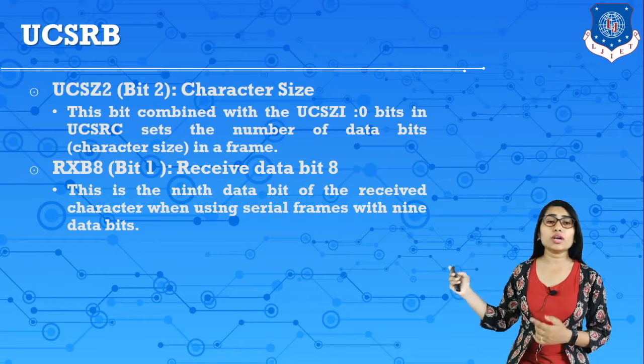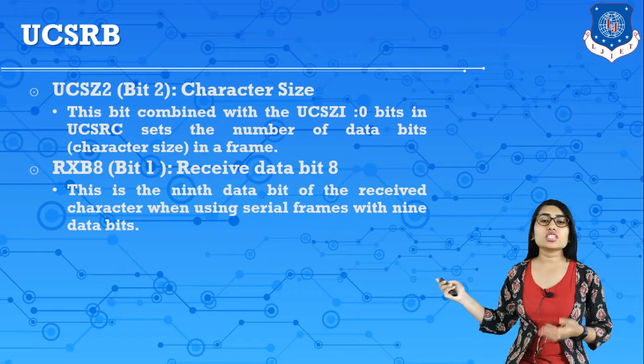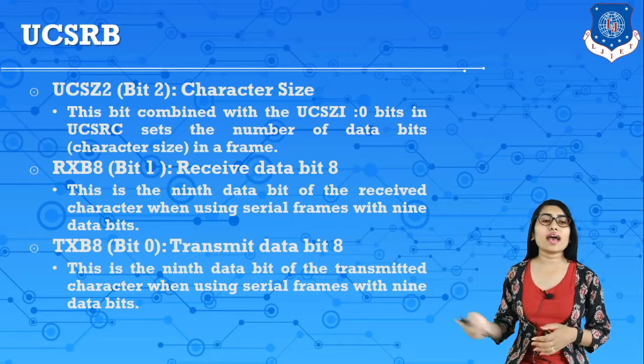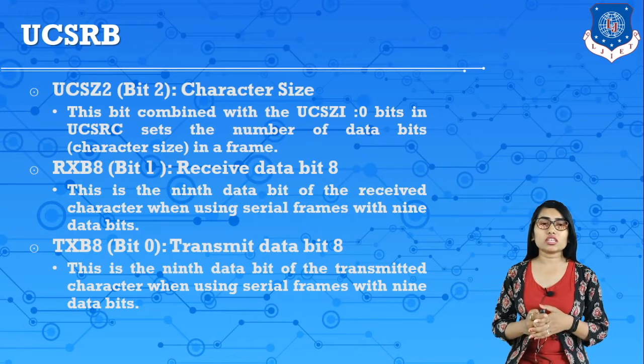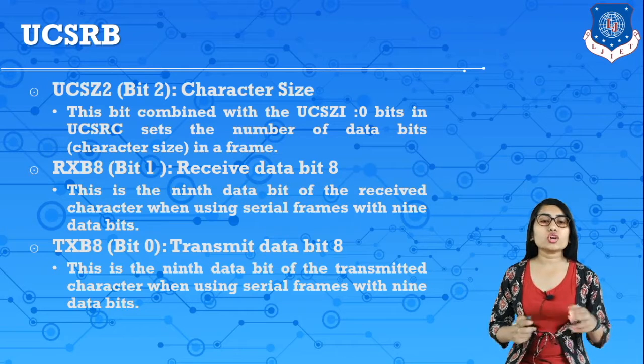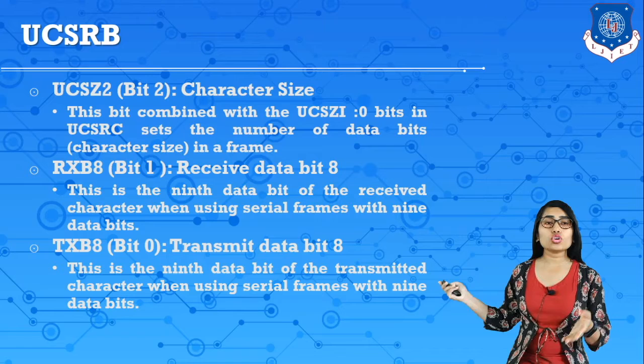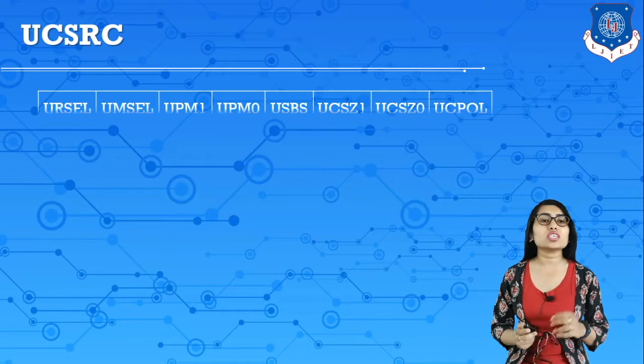Next is RXB8, that is receive data bit 8. So this is the 9th data bit of a received character when using serial frames with 9 data bits. And TXB8, transmit data bit 8. This is the 9th data bit of the transmitted character when using serial frames with 9 data bits. So this is the UCSRB. Now let's discuss UCSRC.